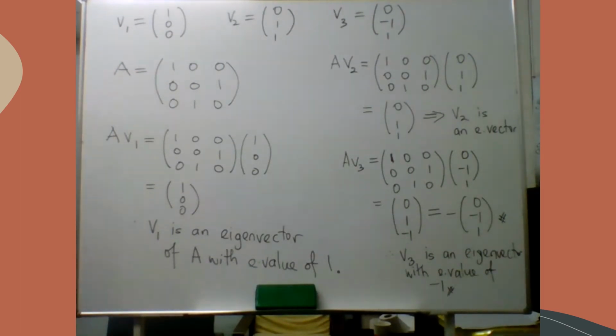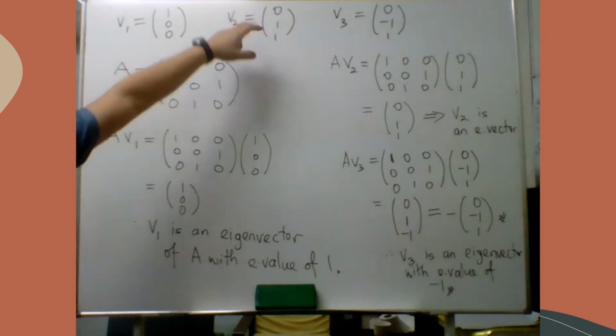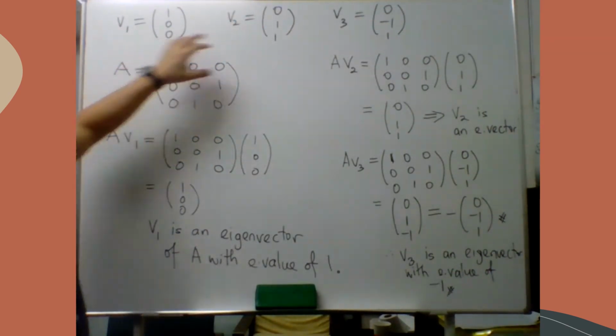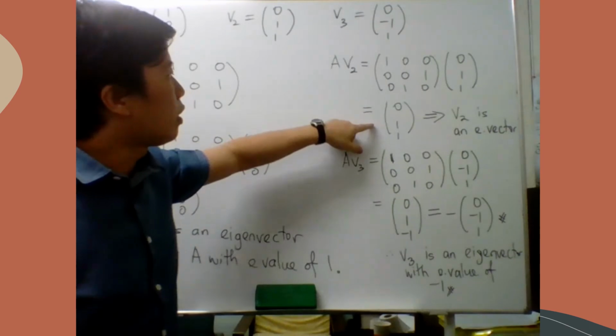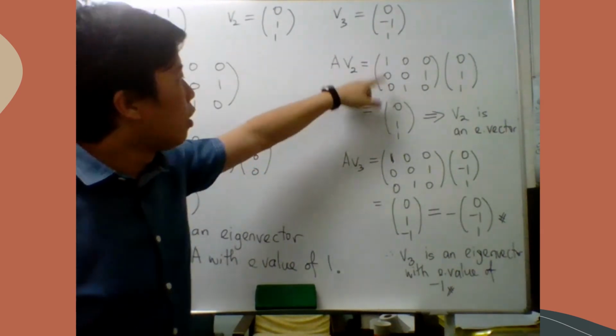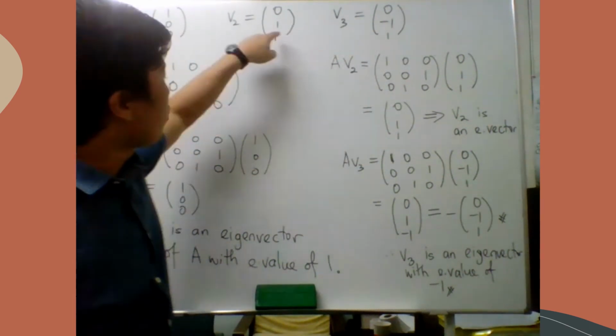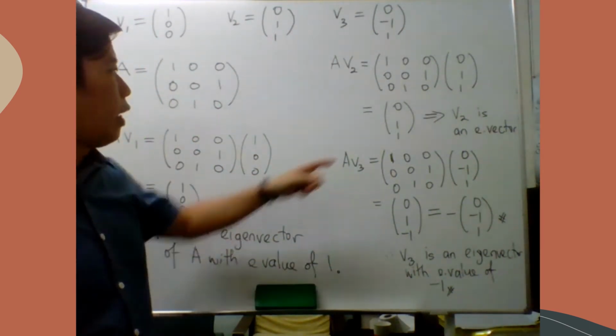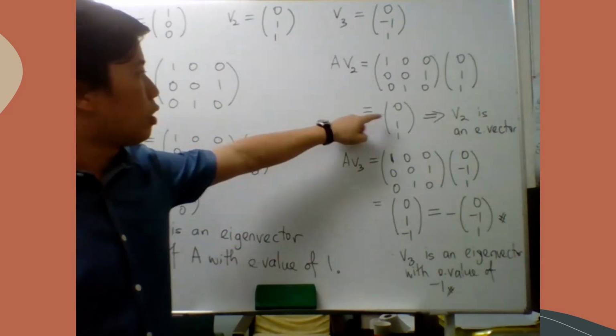Now let's go to the second one, which is V2 equal to 0, 1, 1. Again, you just have to take the square matrix A multiplied by V2, and you will see that this is going to be equal to 0, 1, 1 again. So basically, you get back V2, and it means V2 is an eigenvector of A, and the eigenvalue in this case for A is 1 as well.